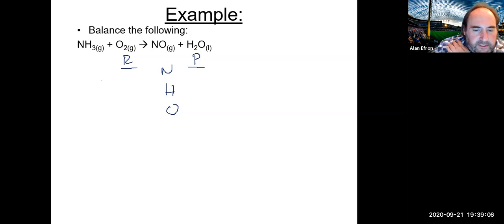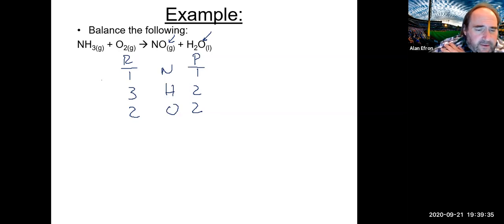So nitrogen, we have 1, and on the right-hand side, we have 1. Hydrogen, we have 3 on the left, and on the right, we have 2. Oxygen on the left, we have 2, and on the right, we have 1 here and 1 there, which gives us 2. So everything looks pretty good. We got everything balanced except for hydrogen. So we want to start with hydrogen.